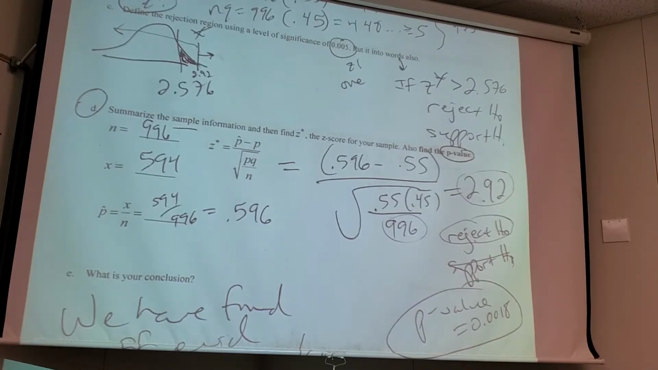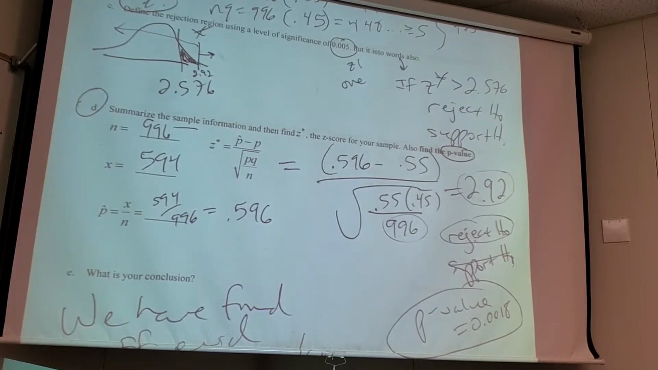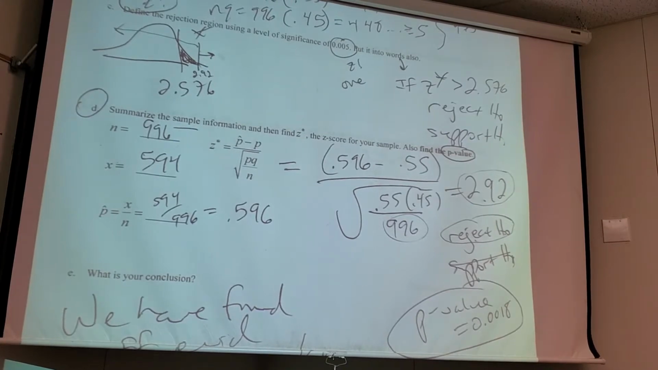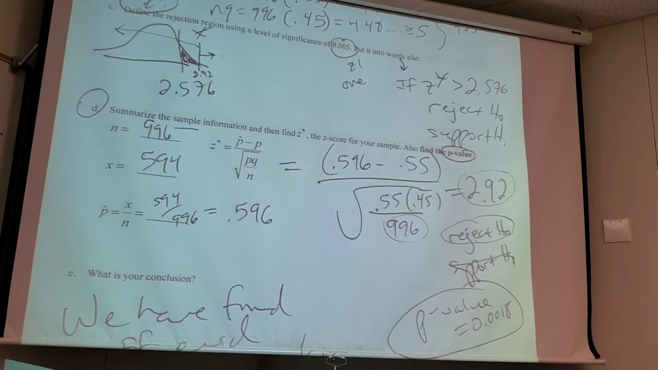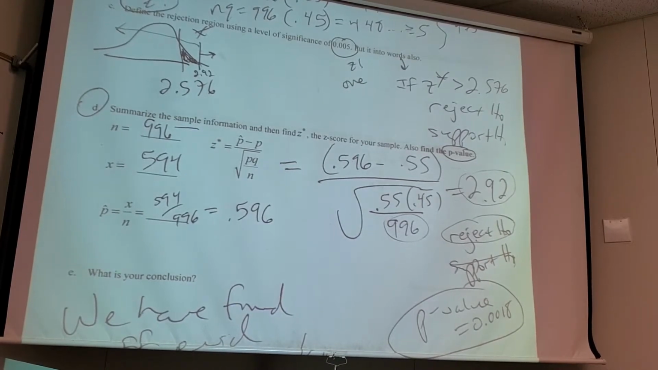What do you mean, like a tail that was going this way, the same thing but on the opposite side? Everything's on the other side. Then the p-value would have been the same. When I look up negative 2.92, I would have gotten 0.0018 directly, because then it would have matched up with what the chart tells me.